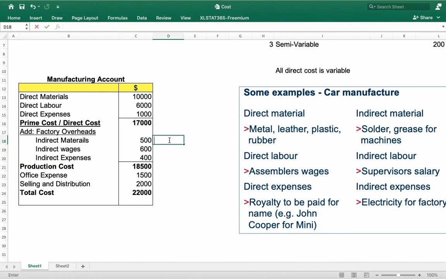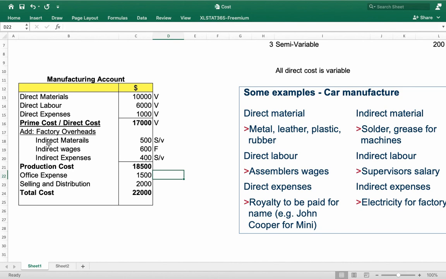Let me write here for your convenience. It is variable, it is variable, it is variable, and it is variable. Now, indirect material, you can say it's semi-variable. Indirect wages, you can say fixed. Every month the supervisor will take a fixed salary. Indirect expense, now suppose the factory telephone charges, it is semi-variable.